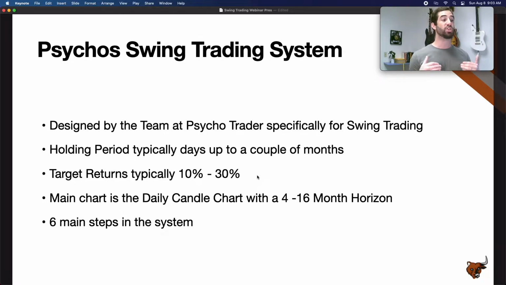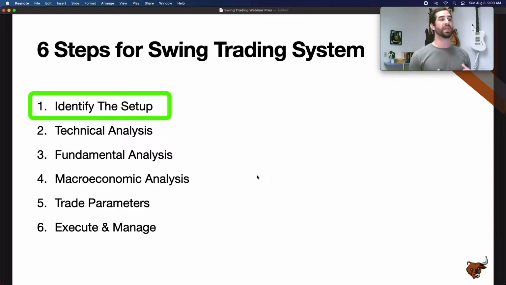And the main chart that we're going to be using across all the things that we're going to be analyzing is the same one. We want to be looking at the daily candle chart anywhere between 4 to 16 months back, okay? So daily candle chart with 4 to 16 month time horizon. And then we're going to be going over the six main steps in the system. So let's jump right into it.